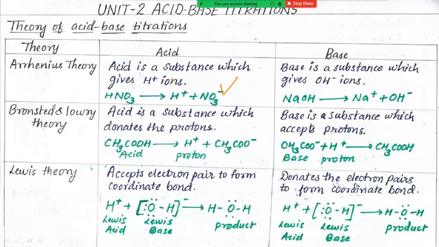That means all Arrhenius acids are Bronsted acids, right? Why? Because the two theories are explaining about H plus ions. But all Arrhenius bases are not Bronsted bases, right? Why? Because here we are introducing a term called conjugate. Conjugate acids are there here, right? So that's why this relation is not possible here.